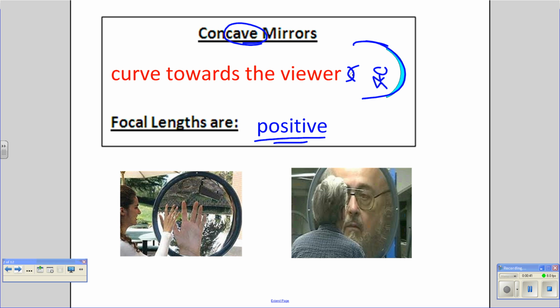Concave mirrors are more complicated than the other type of mirror that we're going to look at, which is convex, in that they can give you different types of images. They can be bigger, they can be smaller. It's different that way. So we're going to be looking at those and how to figure out what your image actually is.